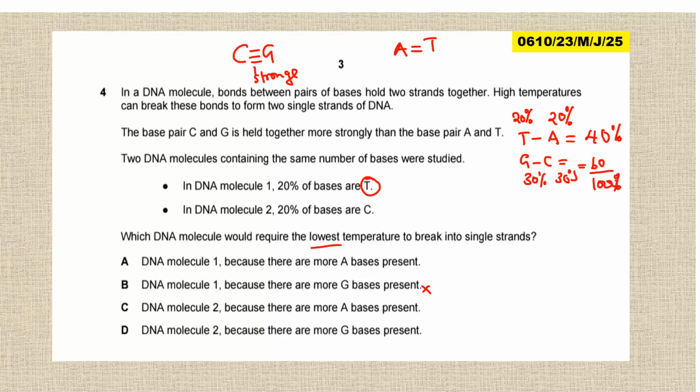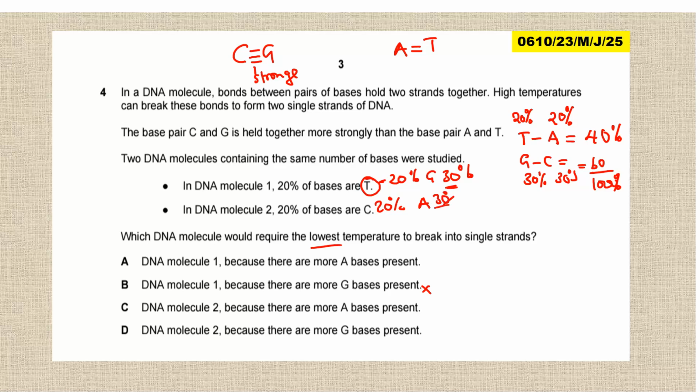Look at this. For 1, we've calculated: if it's 20% for this, it means G is 30%. So this one is hard to break because we have more of this. But for this second one, if it's 20% of C, which is the same as 20% of G, then 20% of this, which means it has A of 30%.